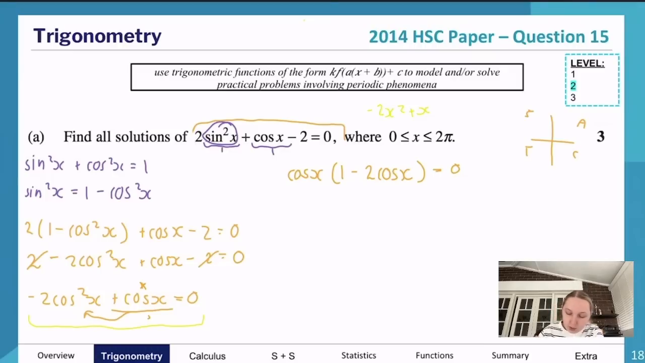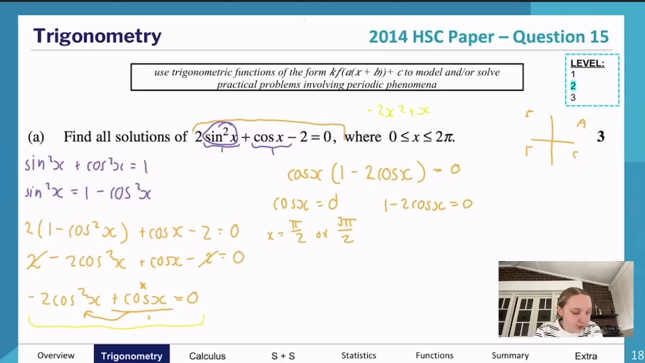And then from here, we can have two solutions, just like we would if you did this with x's. You'd get cos x equals 0, or you'd get 1 minus 2 cos x is equal to 0. Because if we're multiplying these two terms together and they're giving us 0, at least one of our terms has to equal 0. So if cos x equals 0, then we know that x is going to be pi on 2 or 3 pi on 2.